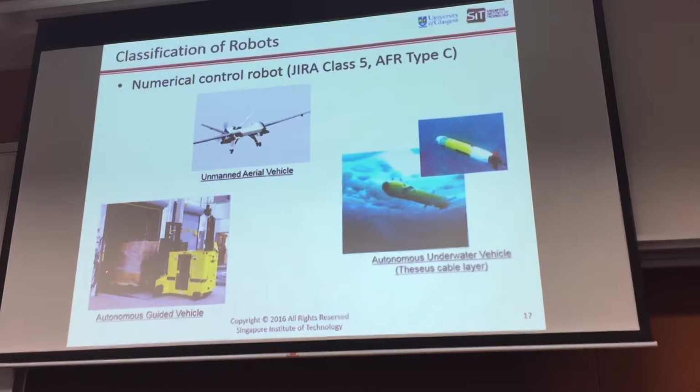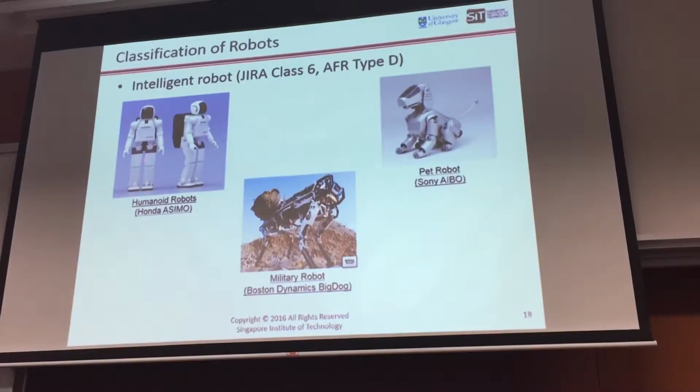Okay, things like drones, autonomous vehicles, on land, at sea. Intelligent robots are something like this. The Honda Asimo, like a humanoid, can walk up the stairs, carry a tray, serve people.